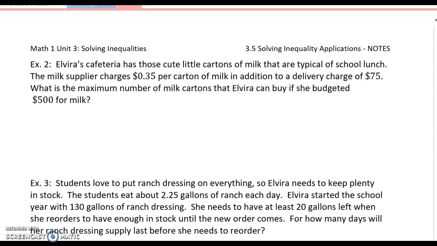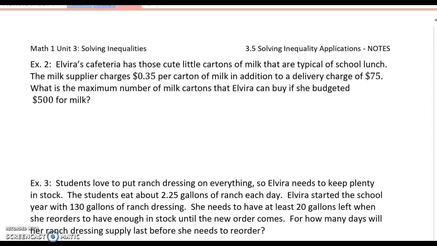All right, so we're starting off into the 3-5 notes. Again, these are word problems which require the use of inequality symbols in your setup. All right, example number 2, we got Elvira's cafeteria. All right, she's got these cute little milk cartons.